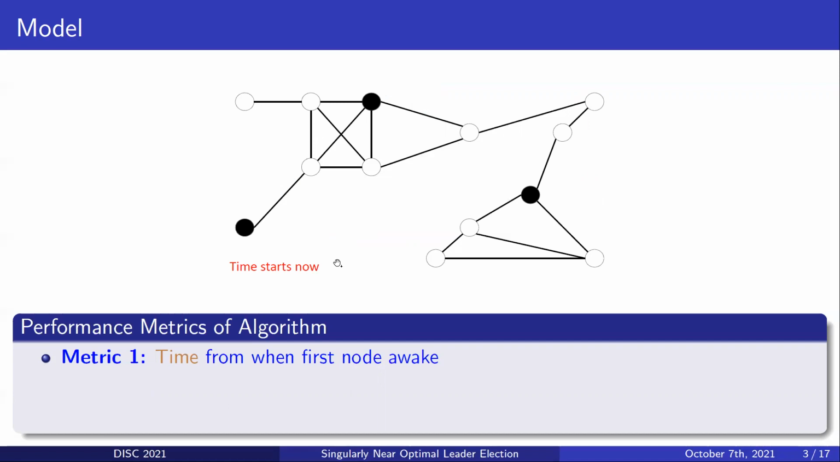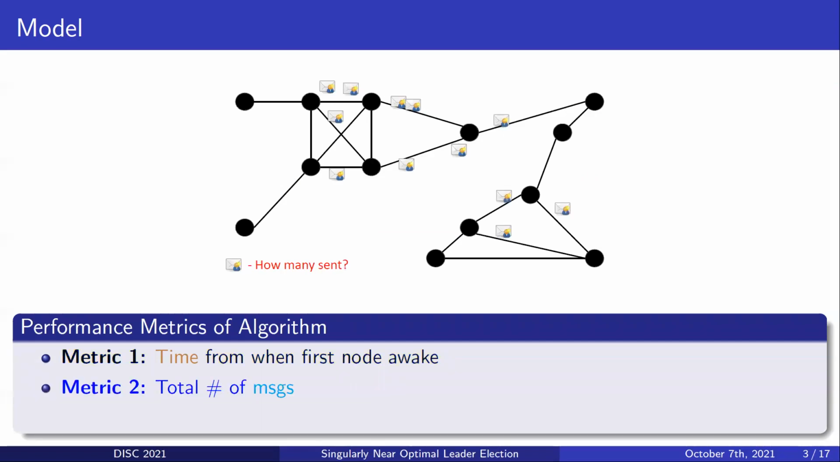And what is time here? Well, if you consider an execution of the algorithm, look at the entire execution, and then consider the maximum message delay on any edge. That maximum delay is now considered 1 unit of time, and all the other times are normalized to this. So metric 2 is how many messages are generated and sent in the course of this algorithm.